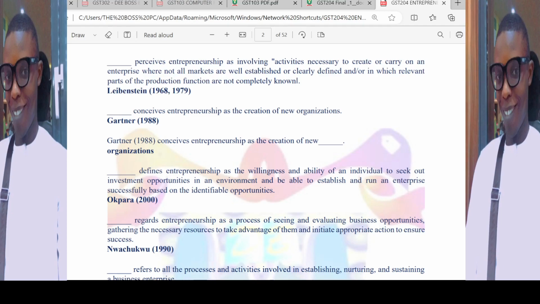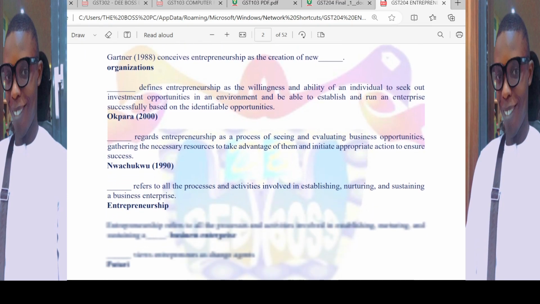To see and evaluate. Evaluate has to do with examining business opportunities. So you see and examine, then you gather necessary resources. Resources could be money, could be people, could be land, whatever will help you to take advantage of these opportunities that you have seen and evaluated. And then after you have gathered resources, you initiate deliberate action to see that these advantages are being taken.